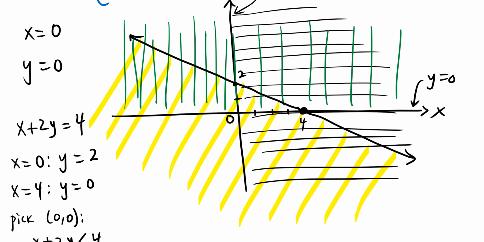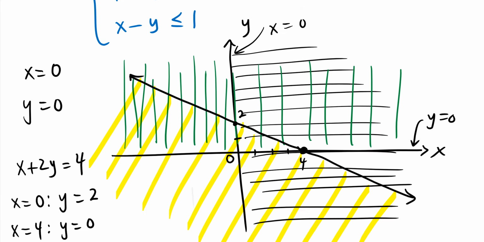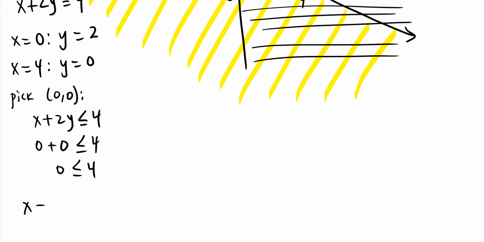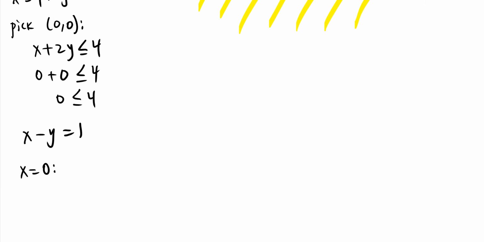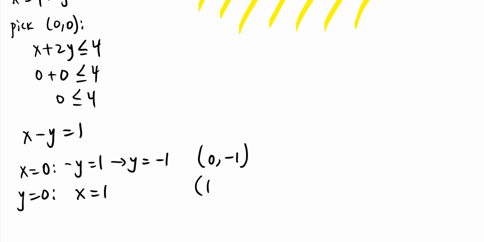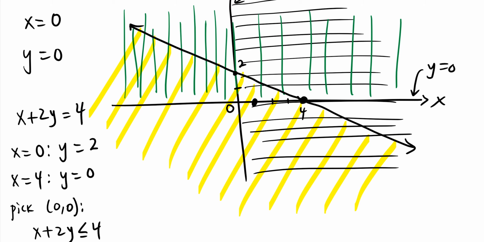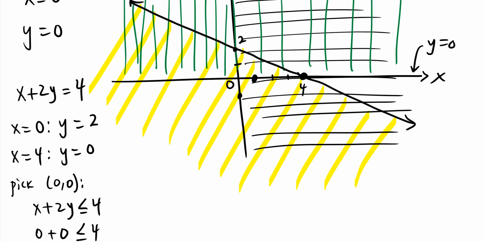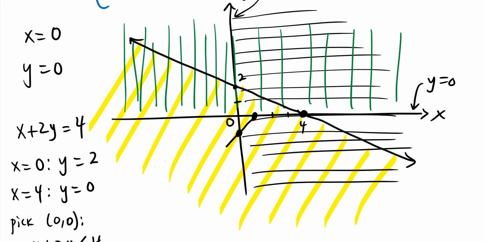One more inequality: x minus y less than or equal to 1. Let's check it out one more time. If x equals 0, then negative y is 1, so y is negative 1. That gives me the point 0, negative 1. If you take y equals 0, that gives us x equals 1. So I have another point, 1, 0. Two points: 1, 0 and 0, negative 1. And then we connect them together like that. Let's see what we do.